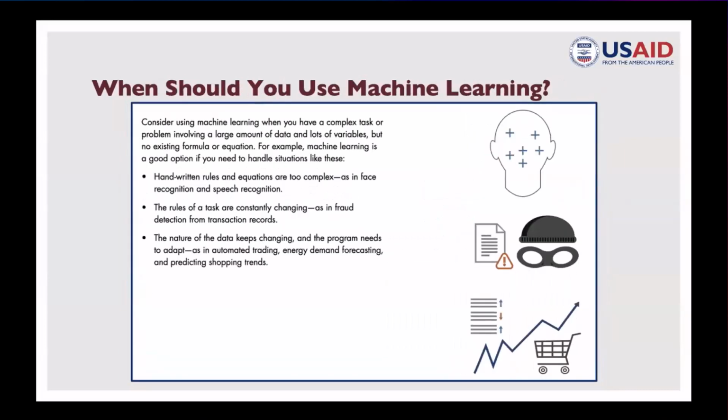So when do we use machine learning? First, if we have instances like handwritten rules and equations that are too complex, or rules of a task that are constantly changing. I believe I mentioned this earlier: if you have a very dynamic environment, better to use machine learning. The nature of the data keeps changing and the program needs to adapt, like for example in automated trading, energy demand forecasting, and predicting shopping trends.